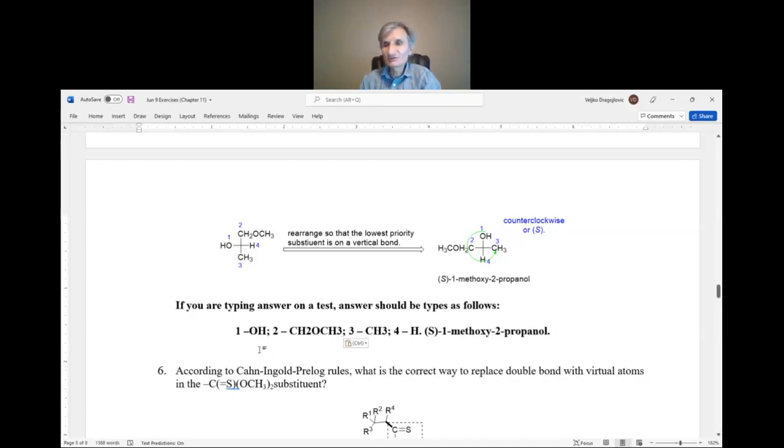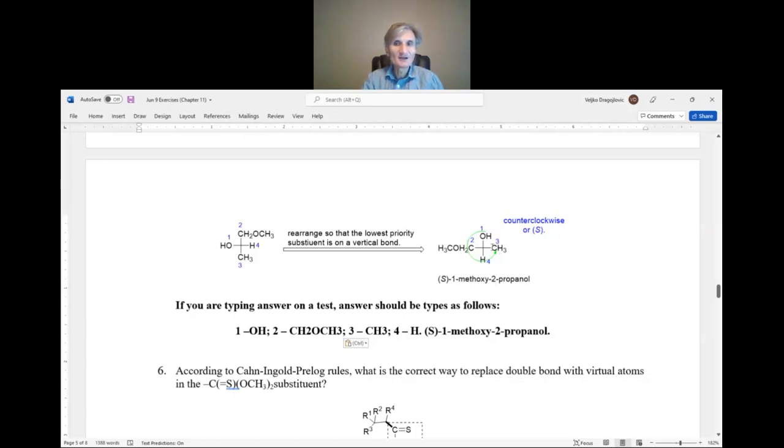Okay. So this is what showing your work means, because R or S alone could simply be a guess. And I can't have you simply guessing, also guessing are 50%. So this is what showing your work means. Showing what is the order of priority of substituents. So showing that priority 1 is hydroxyl, priority 2 is this methoxymethyl, and 3 methyl, 4 hydrogen. And so name of the compound is (S)-1-methoxy-2-propanol.